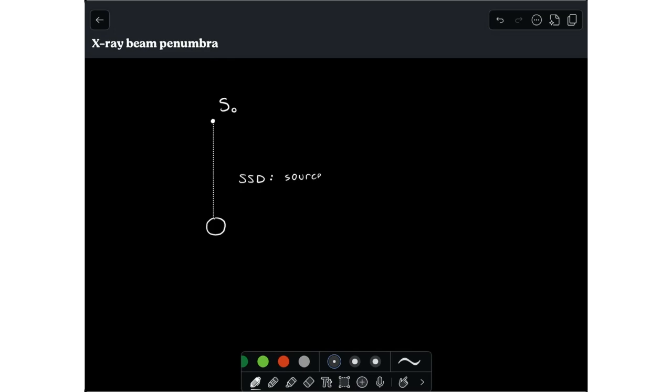Let me write that down. Source to surface distance. Yep. SSD.